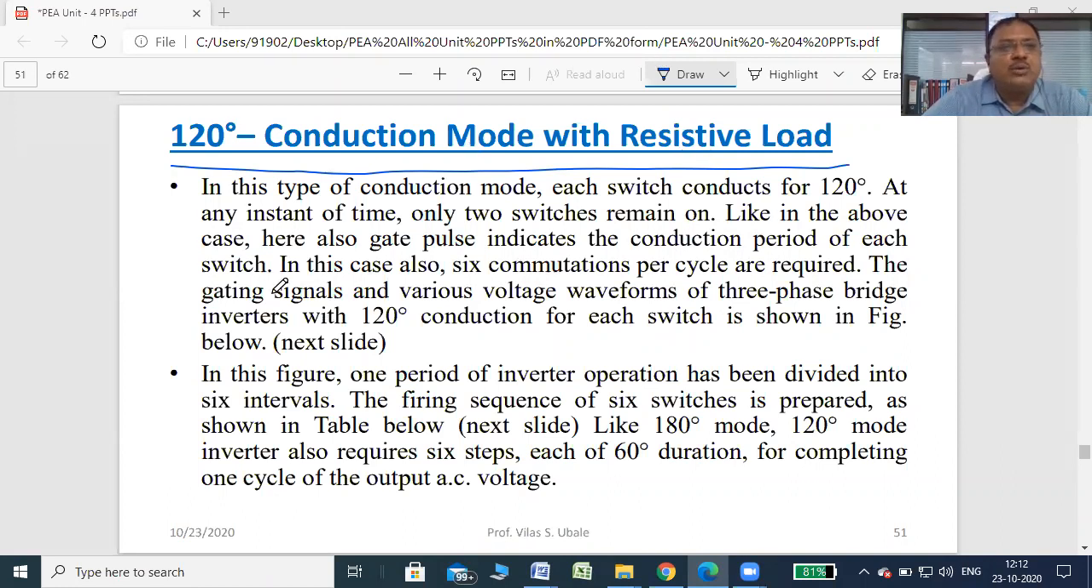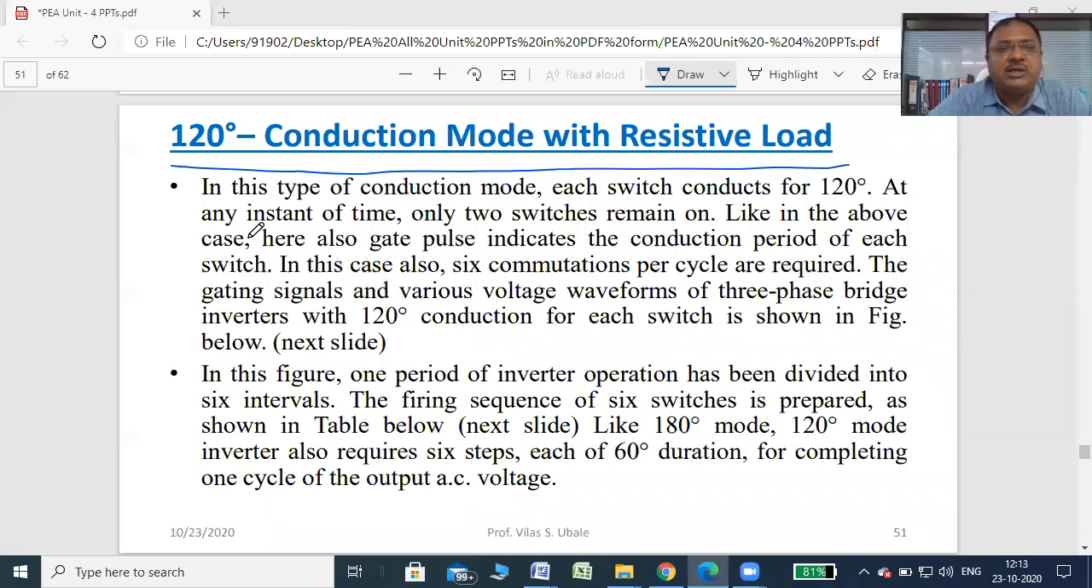So next one is 120 conduction mode for balanced R load. In this type of conduction mode, each switch conducts for 120 degrees only. Definitely there is one advantage of this, that the power dissipation is less because the switches are on only for 120, right? That is the advantage of 120 conduction mode. But there will be definitely some disadvantages, right? That we will see later on. At any instant of time, only two switches remain on.